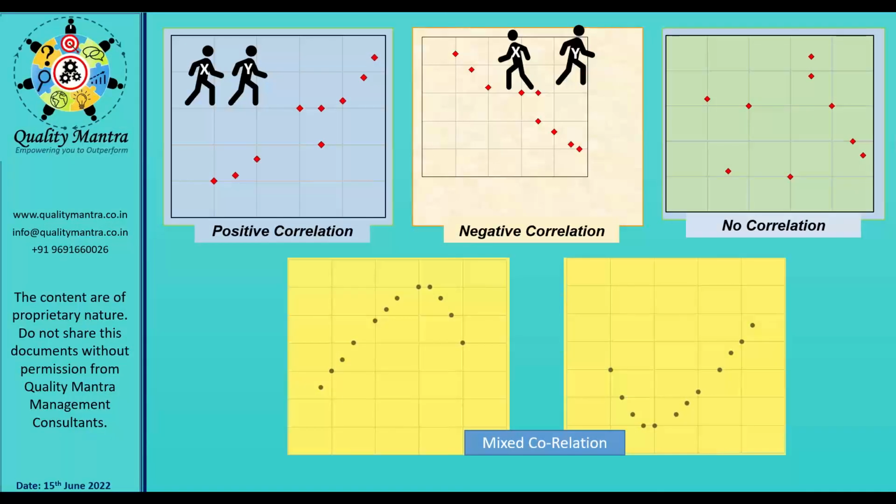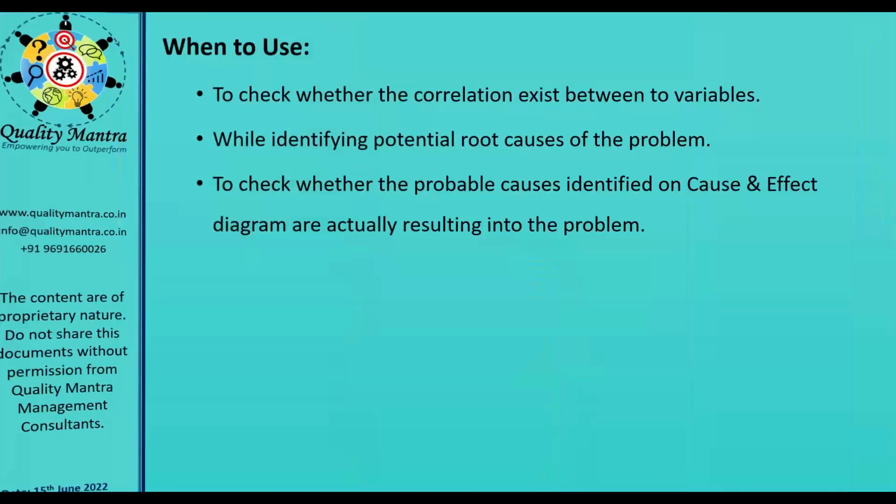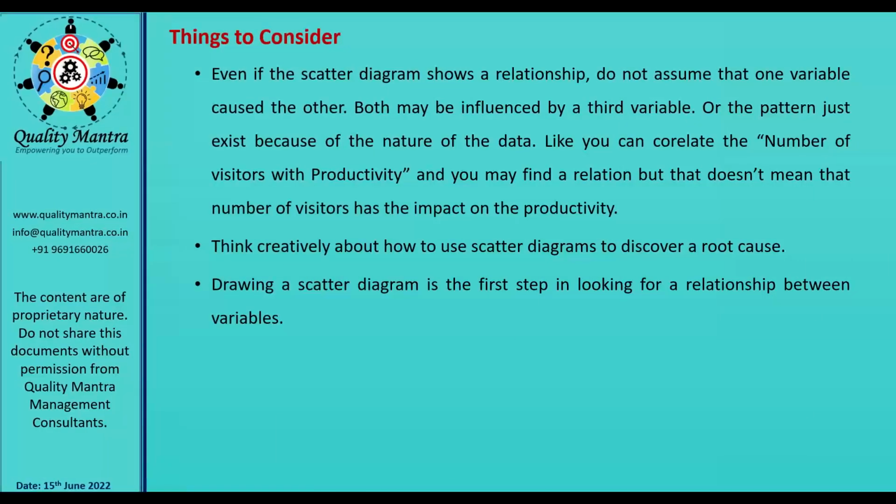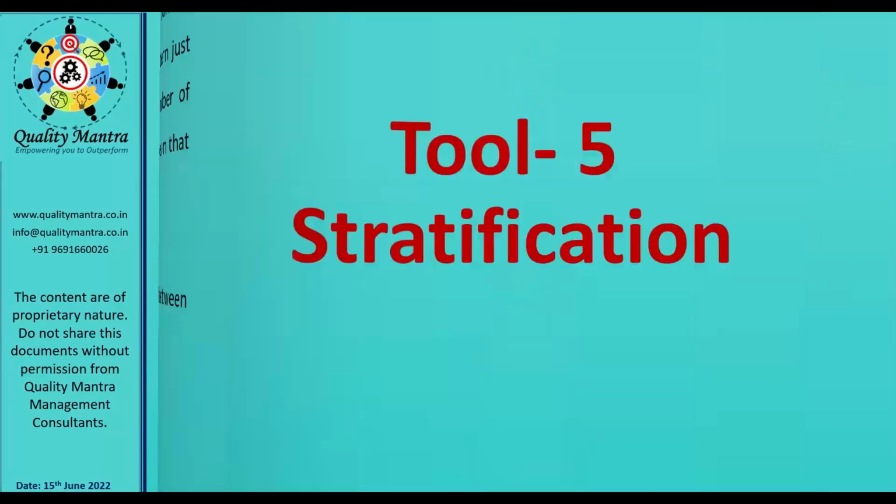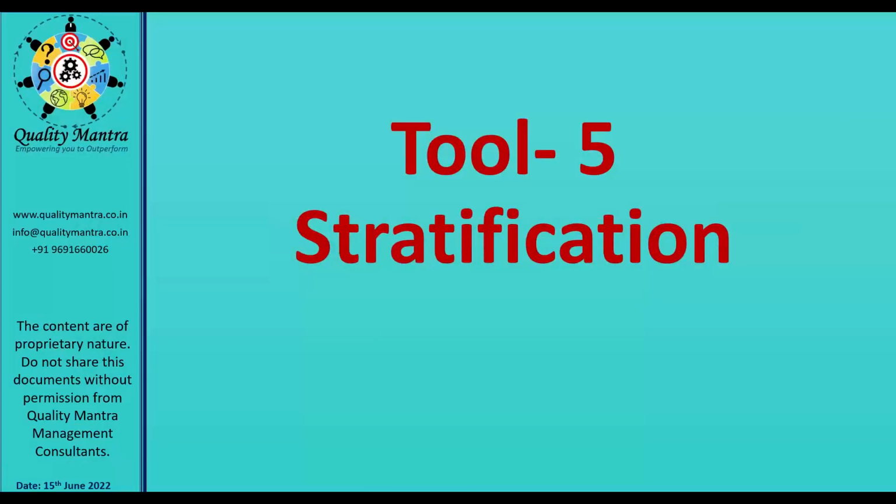Then we have seen various types of correlation in the scatter plot: positive correlation, negative correlation, no correlation, and mixed correlation. So this is all about tool number 4.